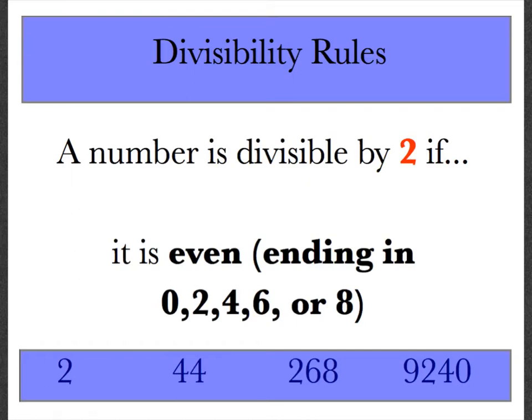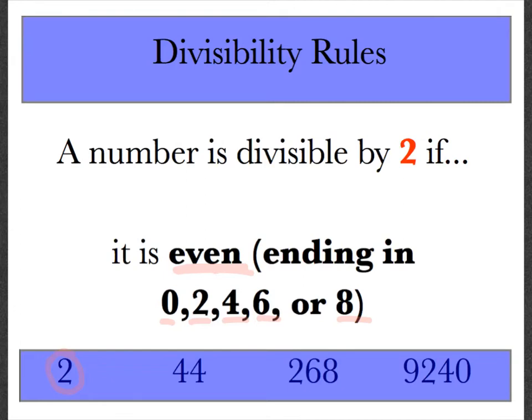So for the first one, for our divisibility by 2, we just need to look at the last digit. In this case, there's not a last digit, it's just the number 2. And so we're going to test it to see if it's even. Now, an even number ends in 0, 2, 4, 6, or 8. So we're going to look at the last digit for each one of these.